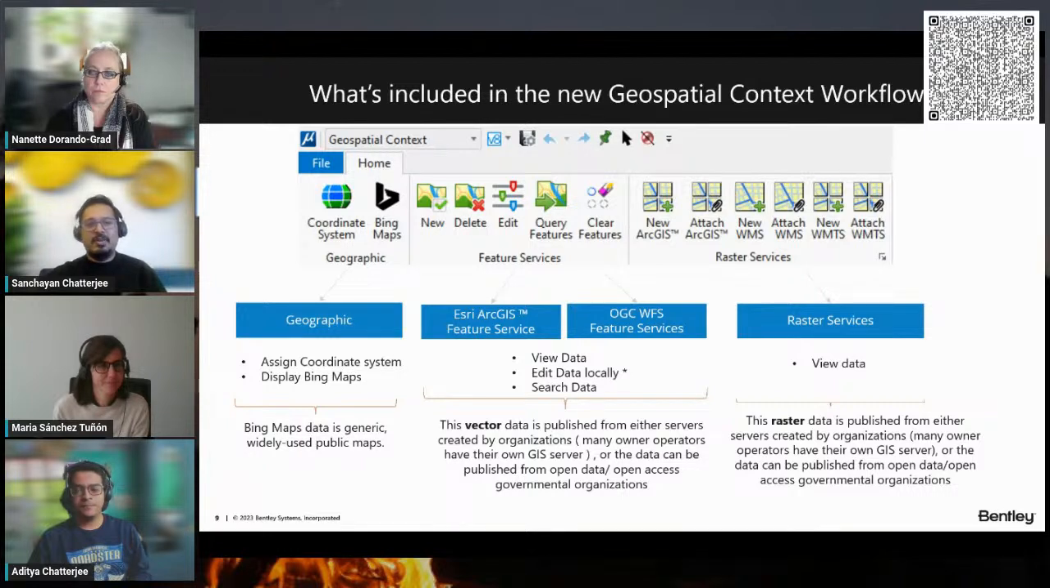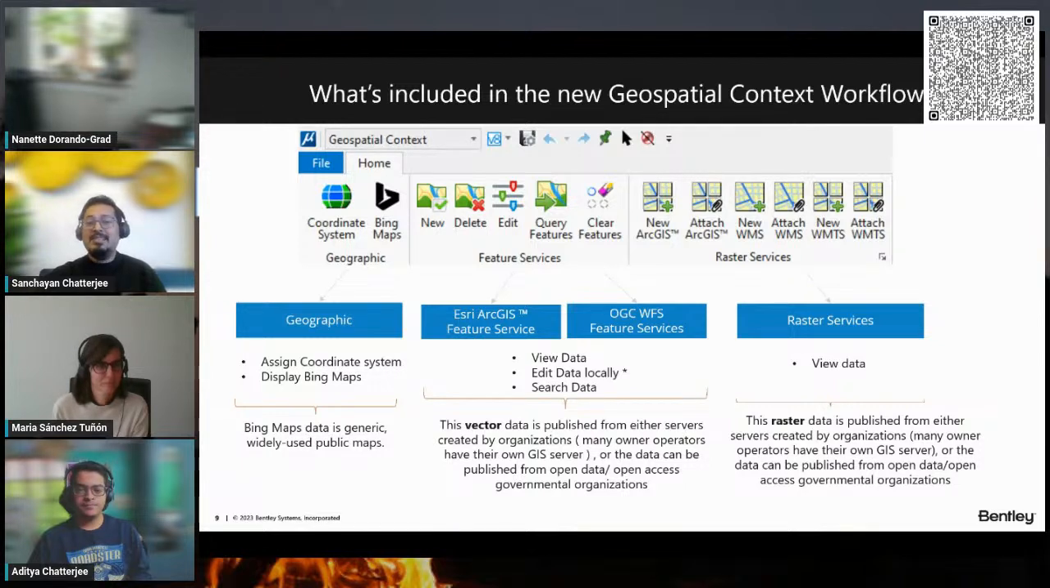Okay, so with ArcGIS features and OGC WFS feature services, you will get to view data, you will get to edit data, and you will be able to search data, which was not previously available. These are all vector data that are published on servers created by different organizations, or on owner-operated websites of their own. So you can fetch data from there.